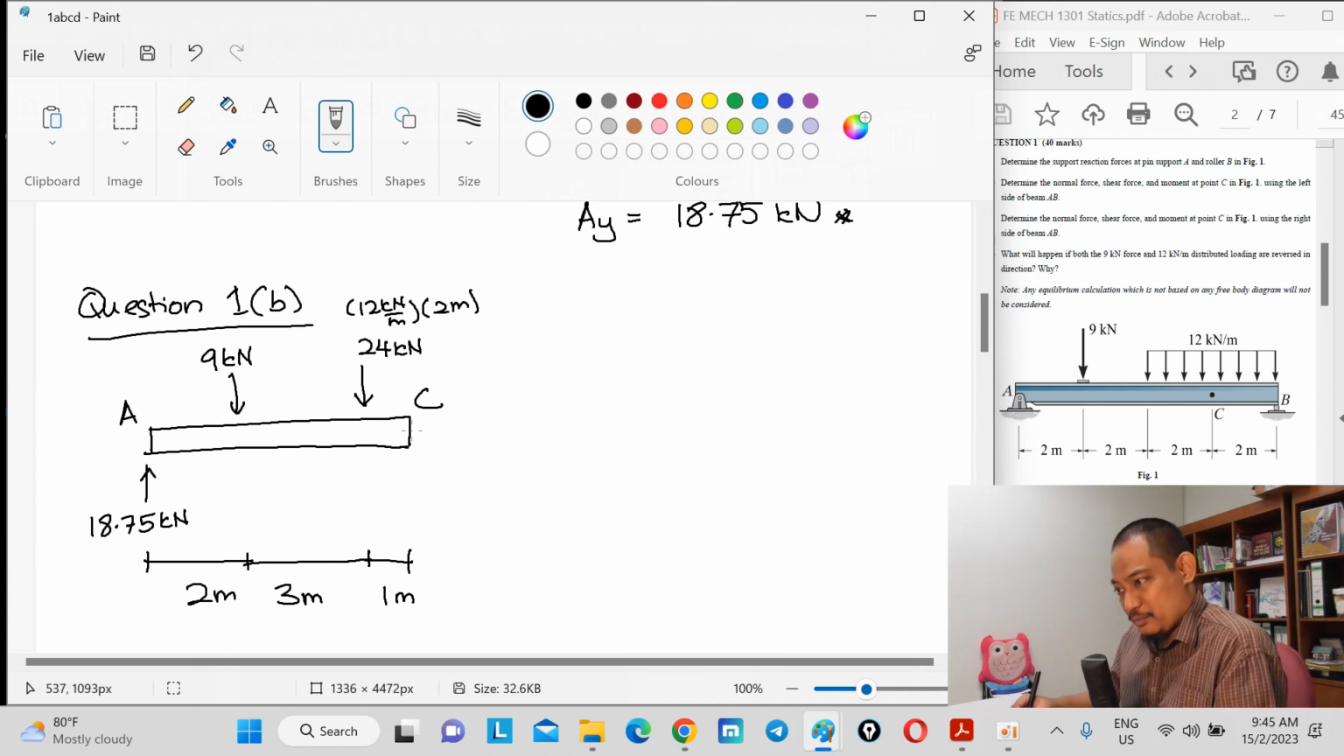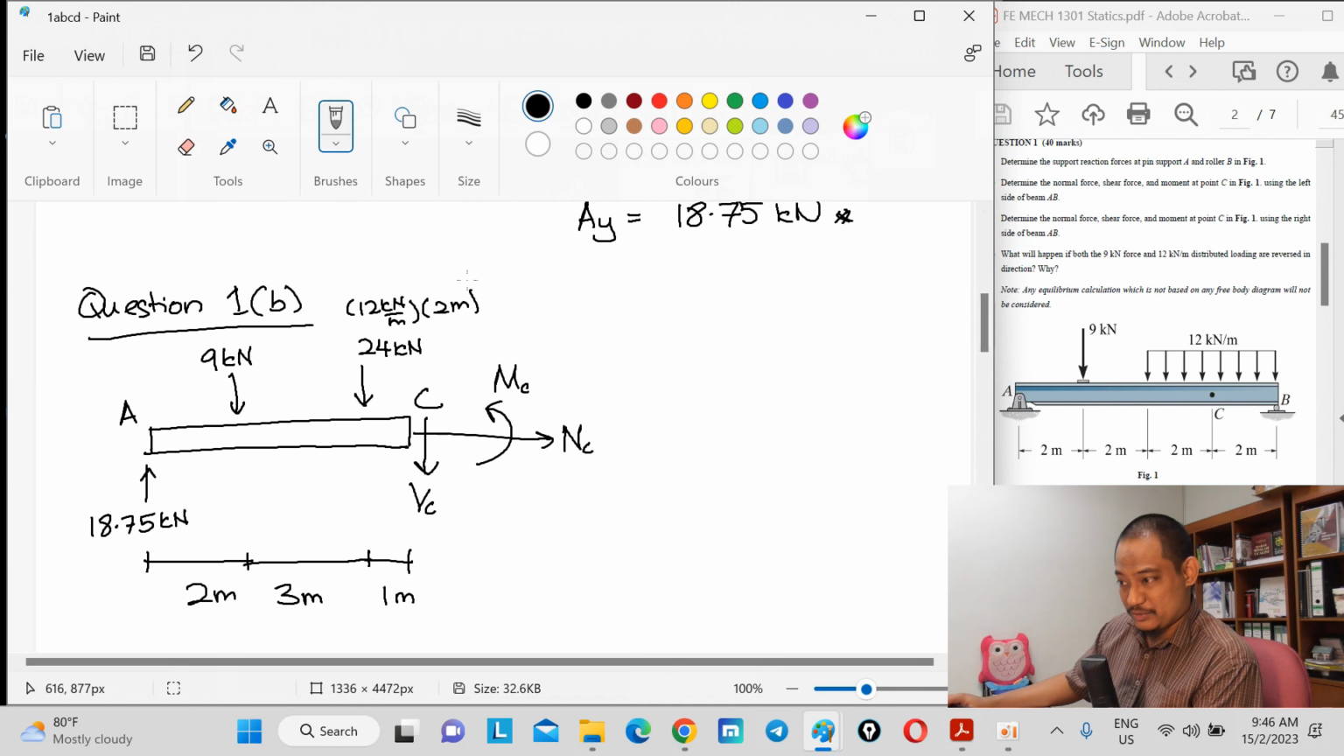We need to find the normal, the shear, and the moment. This is the shear at point C, this is the normal at point C, and this is the moment at point C. Based on this free body diagram, you need to find just VC, MC, and NC. So we go to the easiest one first.